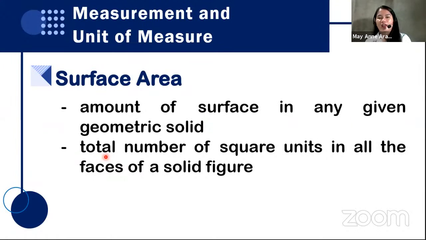Okay, surface area is the counterpart of the perimeter sa two-dimensional. So it is the amount of surface in any given geometric solid. So this is the total number of square units in all the faces of a solid figure. So pag i-add lang natin yung measure ng bawat lateral faces, or yung area nung bawat faces nung 3D, nung three-dimensional solid na yun.